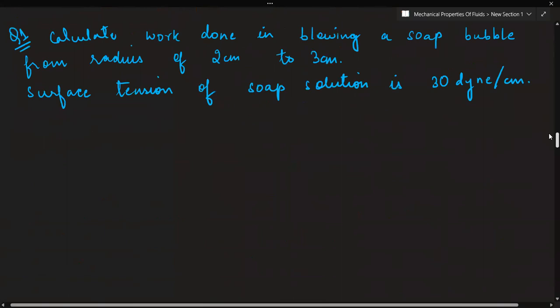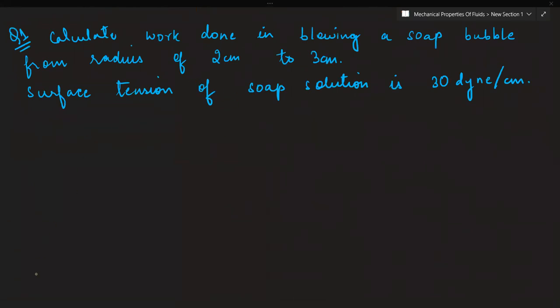Try this question. You have to calculate the work done in blowing a soap bubble from a radius of 2 centimeter to 3 centimeter. The surface tension is given to you, and you have to find the work done. Since the surface tension and the radius are both given in CGS units, find the work done in ergs only. Don't convert them into SI units.